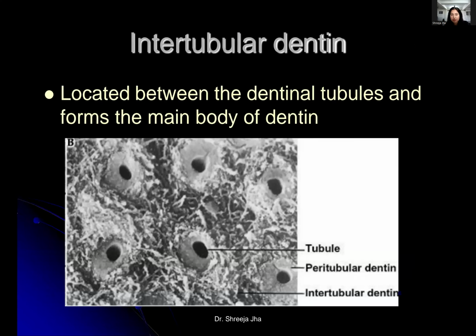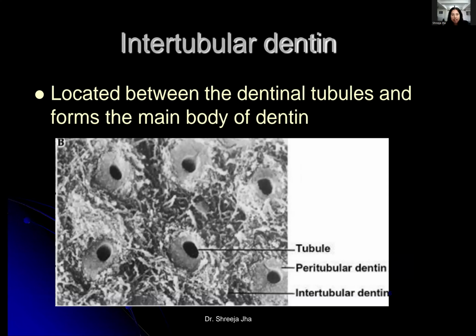So what is intertubular dentin? It is located between the dentinal tubules and forms the main body of dentin. Here you can appreciate that it is present as the main body of the dentin structure. Of course, it is less mineralized.